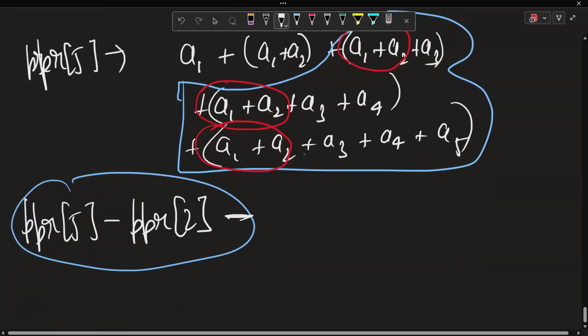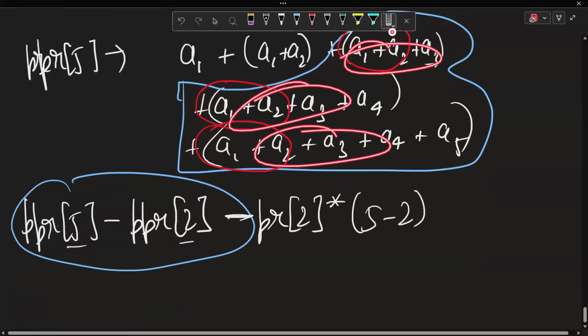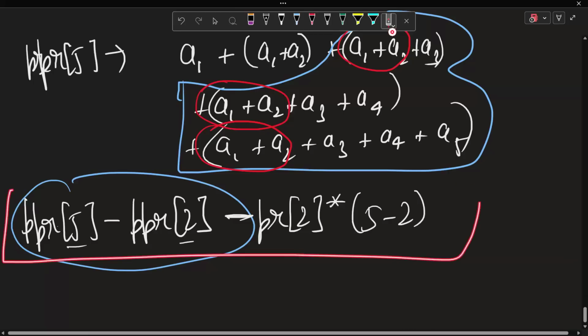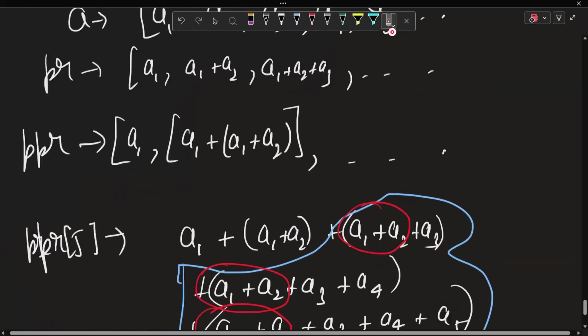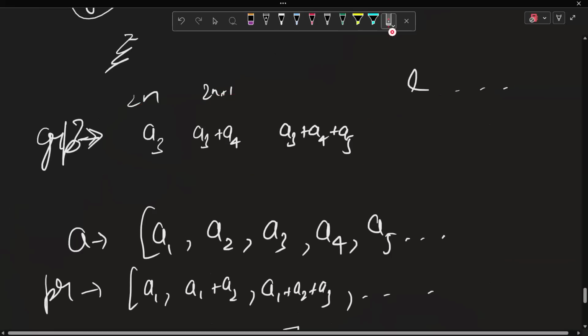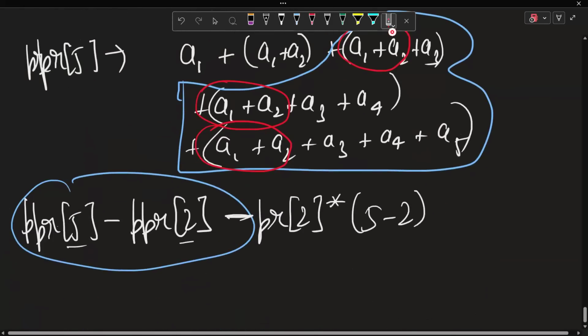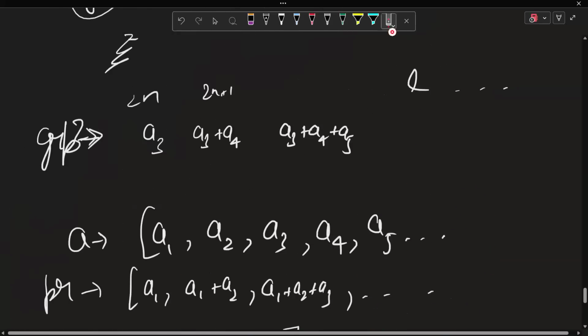So from this, if we subtract, what was A1 plus A2? It is the prefix sum of 2. A normal prefix sum of 2 is A1 plus A2. That is subtracted how many times? 5 minus 2 times. 5 minus 2 is the number of terms here. If we do this, then we would get to the sum that we need to subtract. This final formula is the one in the blue line, where 5 minus 3 is the number of terms, since you want to compute from 3 to 5.